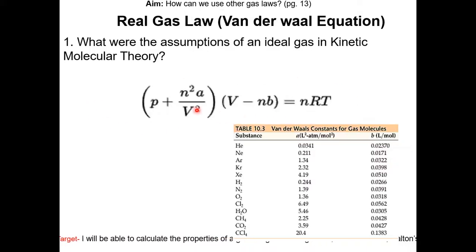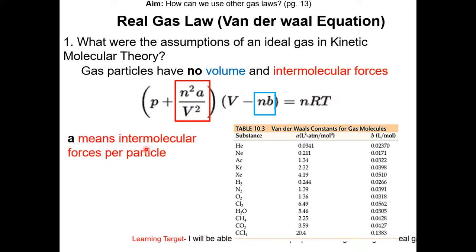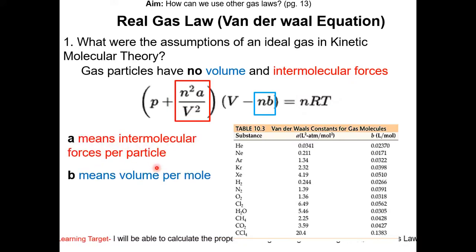This is the real gas law equation. Notice that we have 2 extra variables, a and b. What were the assumptions of an ideal gas in the kinetic molecular theory? The 2 assumptions were that gas particles have no volume and no intermolecular forces, so a addresses the intermolecular forces of the particle, and b addresses the volume of the particle. Here is the table of the constants for each of the substances.